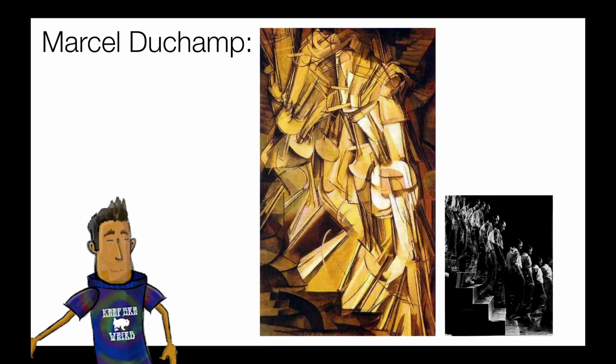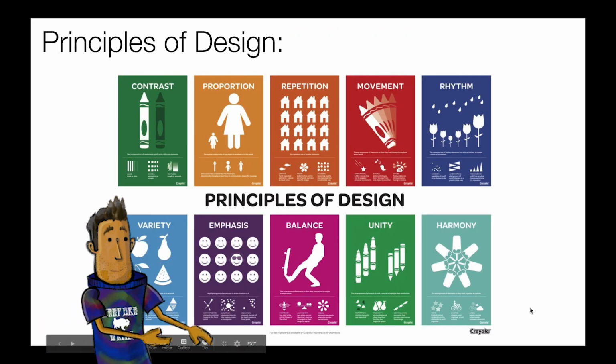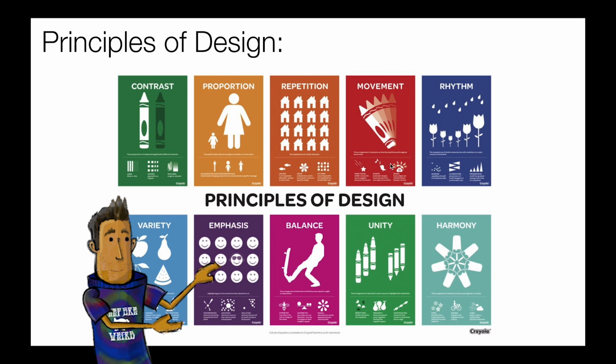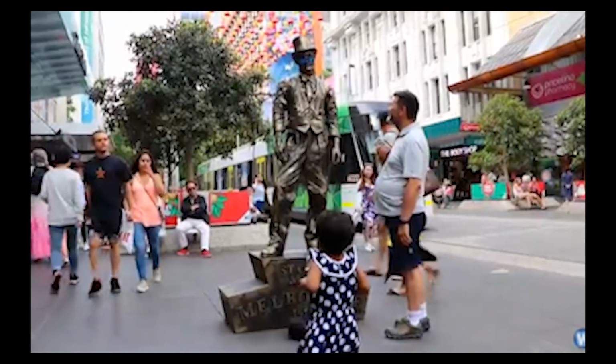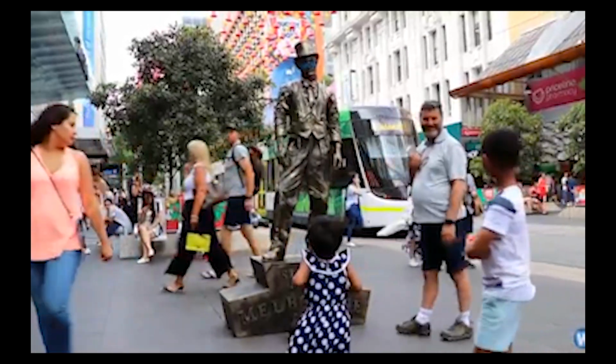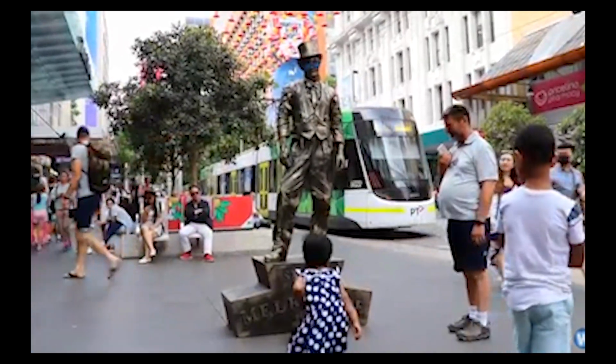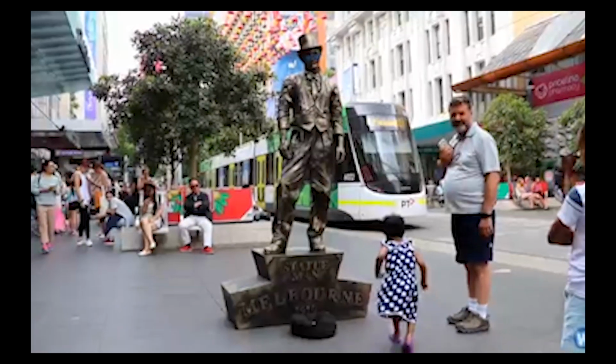So these are how artists use movement to make it look like something is moving. It's a sneaky trick that artists use. They use lots of different tricks, but movement is just one of the principles of design. Here's an example of an artist tricking your eye with movement. Looks like a statue, doesn't it?